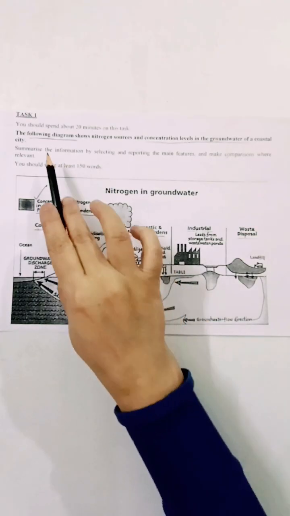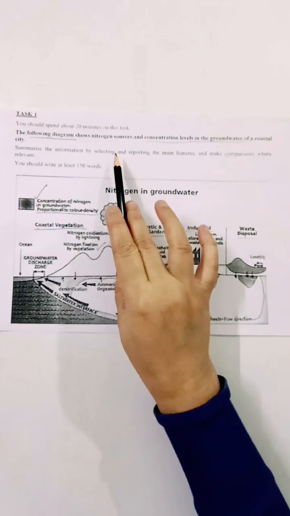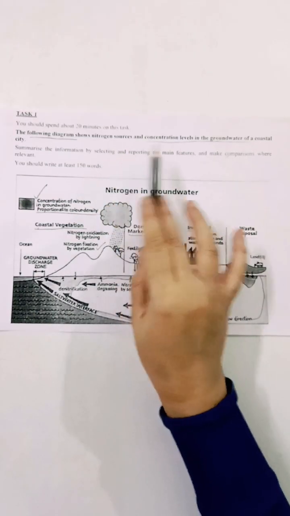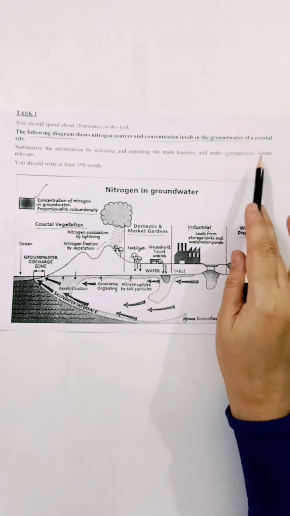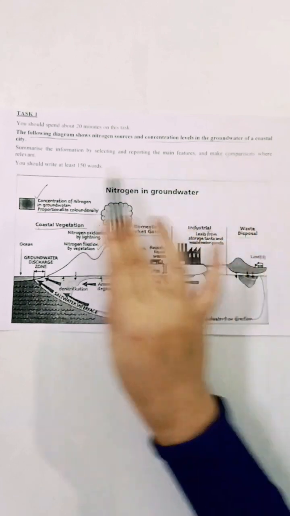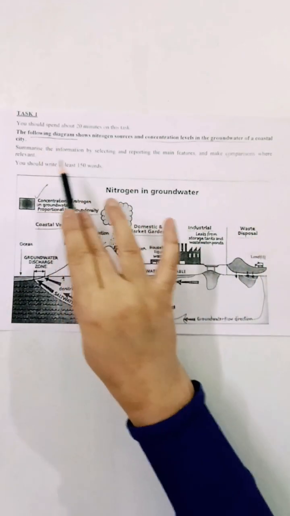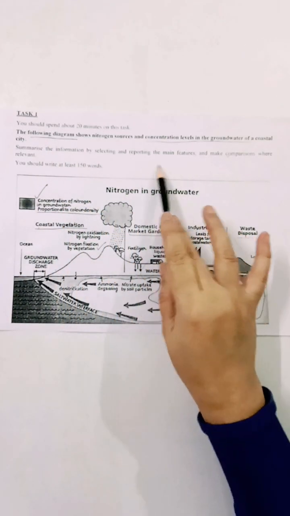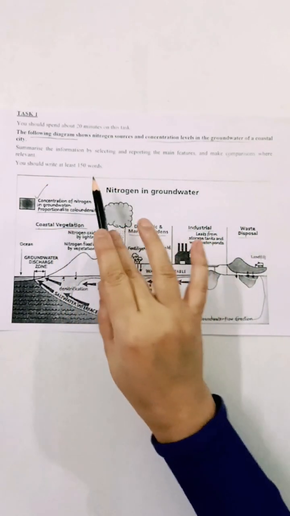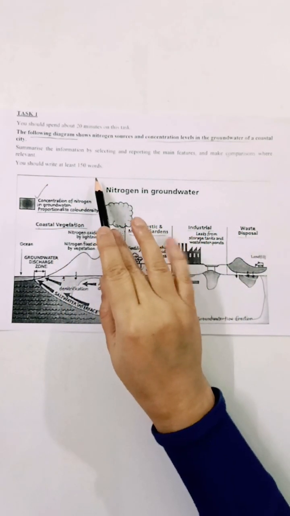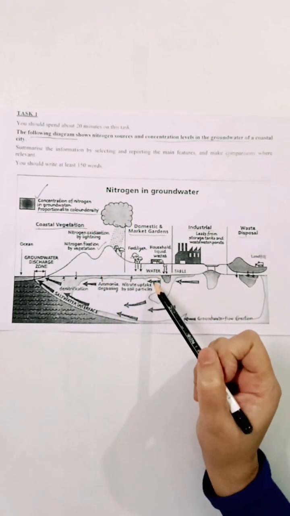Now, in the question, two things are mentioned: nitrogen sources and concentration levels in groundwater, and which kind of city? Coastal city. And this is the same line which is mentioned in every writing task: summarize the information by selecting and reporting the main features and make comparisons where relevant. We have a word limit of 150 words and we have to cover it in 20 minutes.